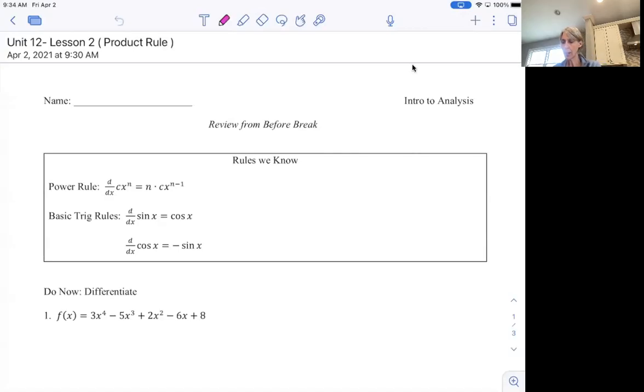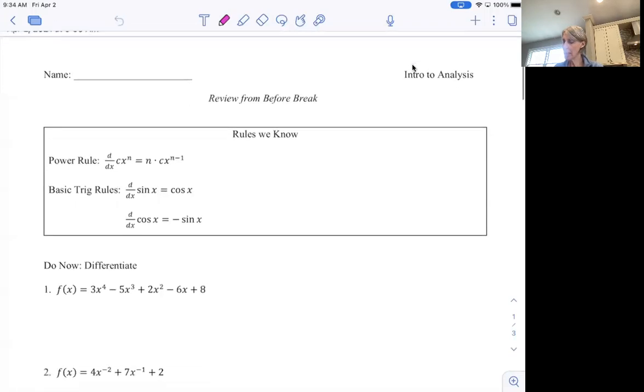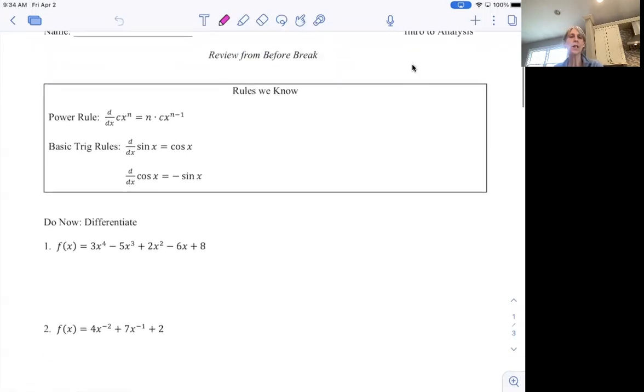Hi, guys. Today we're on Unit 12, Lesson 2. We're going to be learning the product rule. But before we begin, we're going to just review some stuff from before break. We're going to talk about some of the rules we already know how to use.